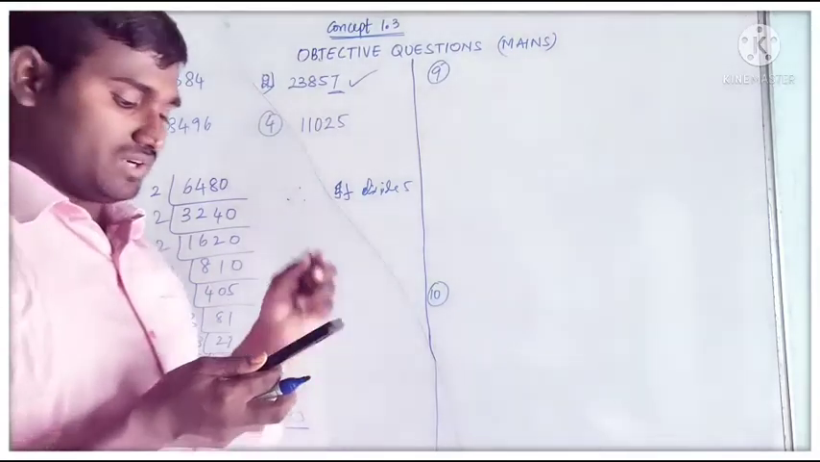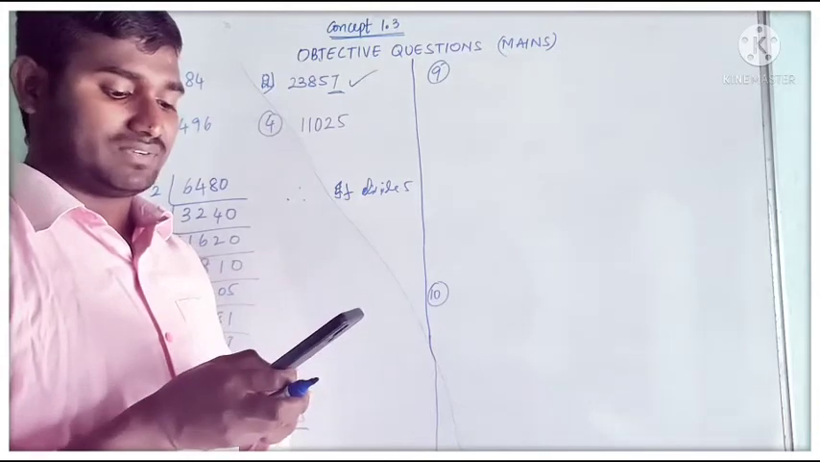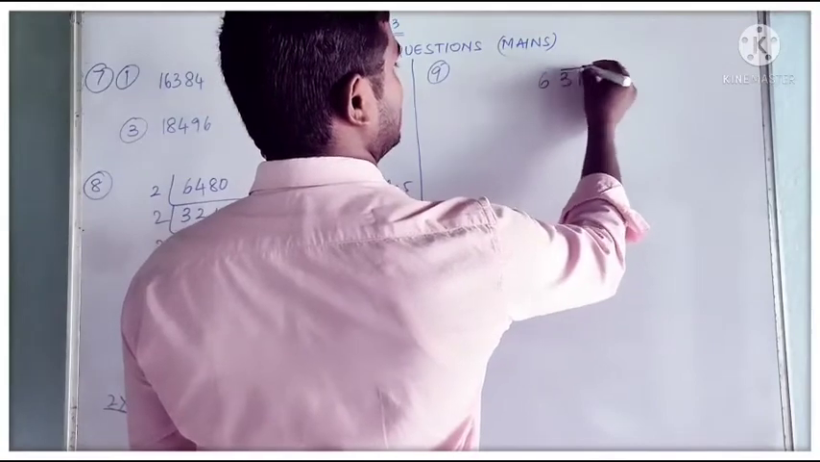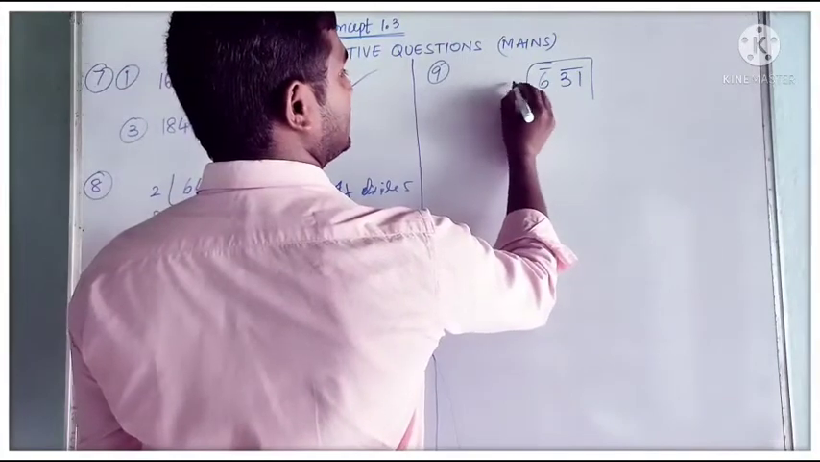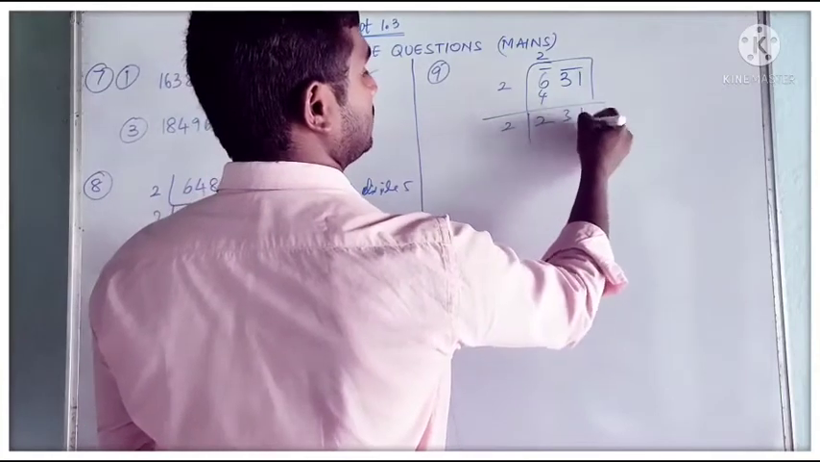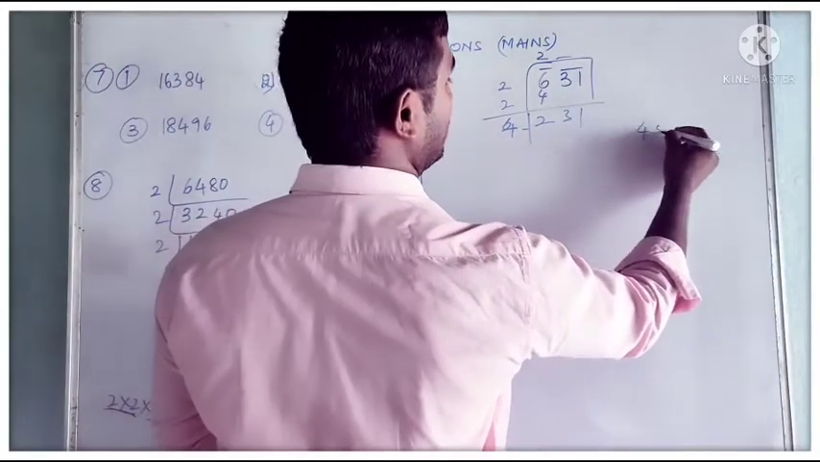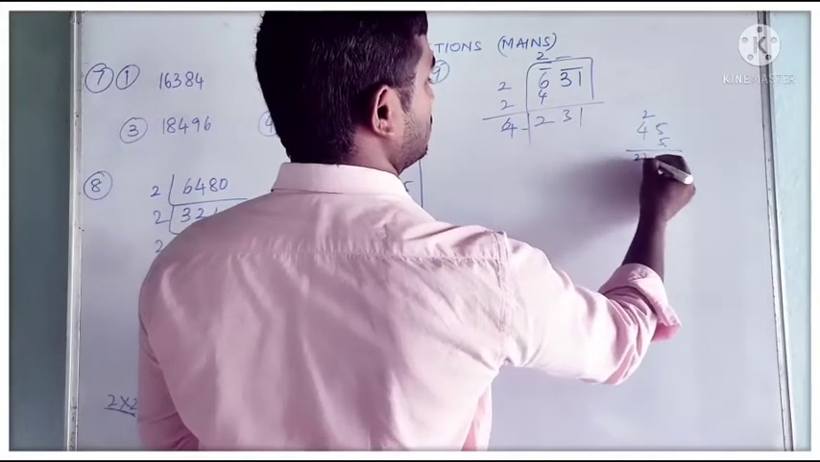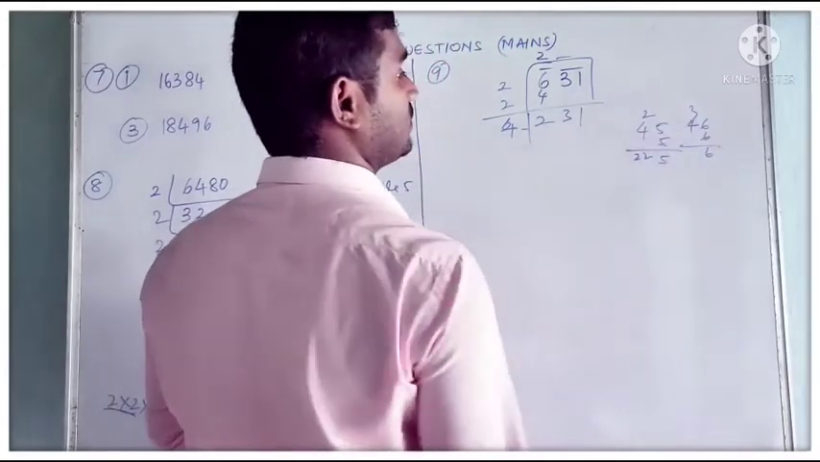Next, 9th question. What is the least number to be added to 631 to make a perfect square? For 631 we need to do the addition case. Addition case means we need to do long division. So what is the nearest square? 4. 2 2s are 4 and 2 2 31. So 2 plus 2 becomes 4. Here 1 digit will come. 45, 5 5s are 25, 22. So next 46 into 6. 6 6s are 36, 6 4s are 24, 27.